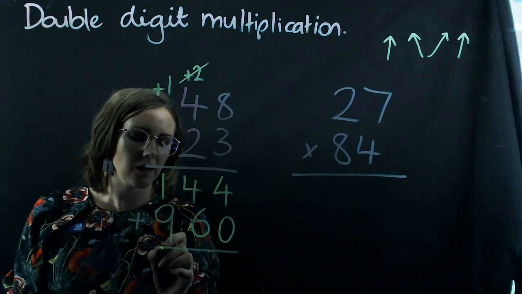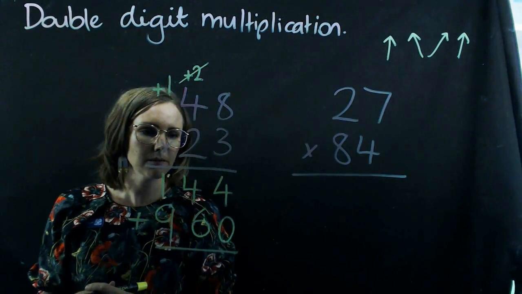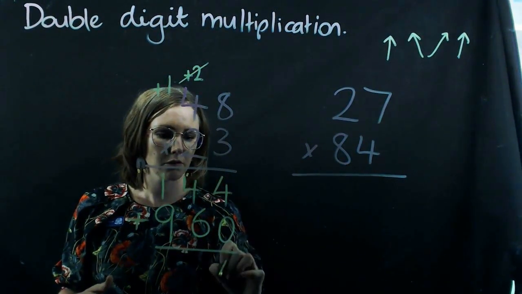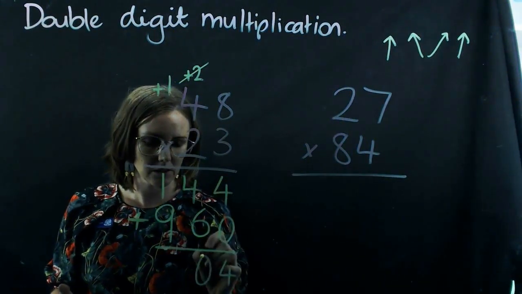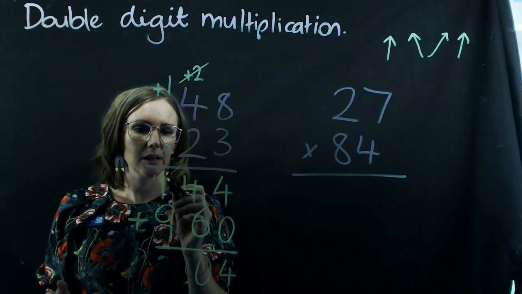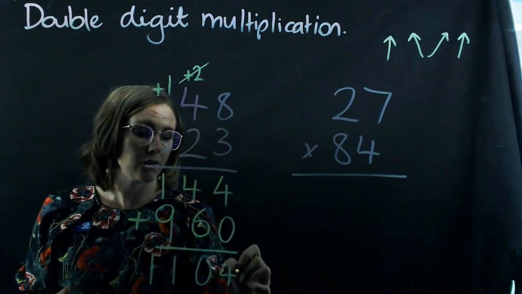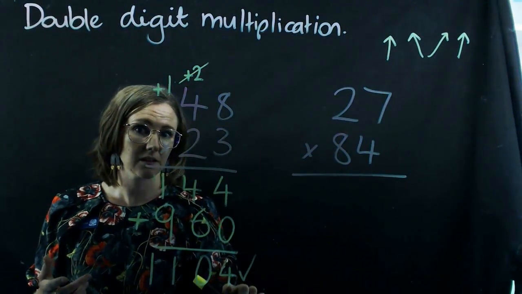Okay, so just add another line carefully underneath, and then a plus sign to signify that's what you're doing. And we just add our two combined totals together. So we've got 4 plus 0 is 4. 4 plus 6 is 10, so I put my 0 down and I carry my 1. And then 1 plus 9 is 10, plus another 1 is 11. So my final answer is 1,104 in this case.